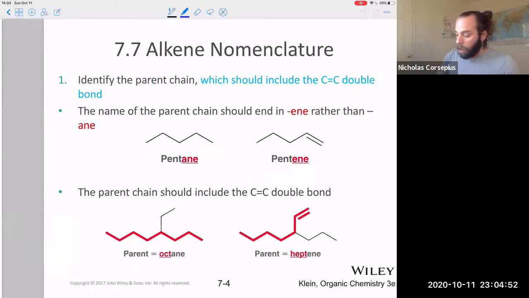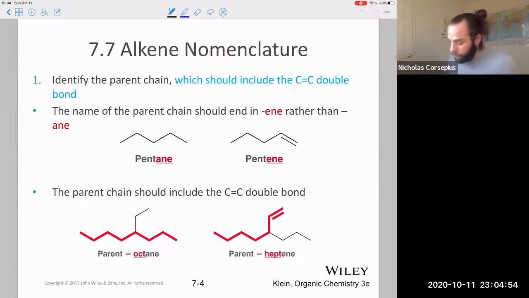So first of all, our ending has changed, right? For alkanes, we had this ANE ending, so for example, pentane. For alkenes, they have the ENE ending. So that would be pentene versus pentane, okay? I think one of the biggest changes is going to be how we number our parent chains. We're always going to number our parent chains such that the parent includes the double bond.